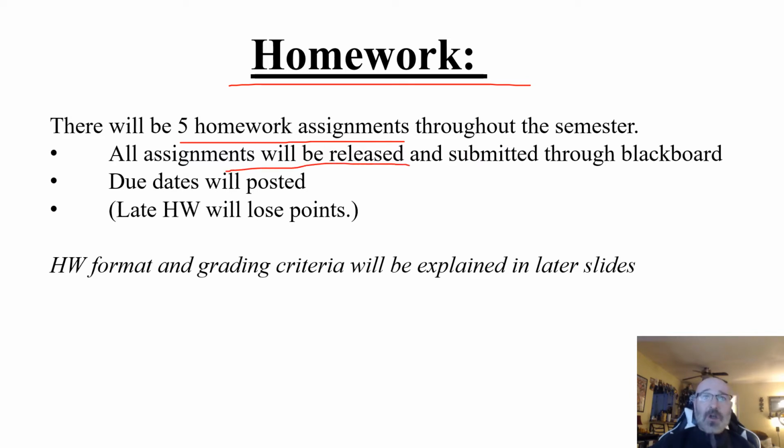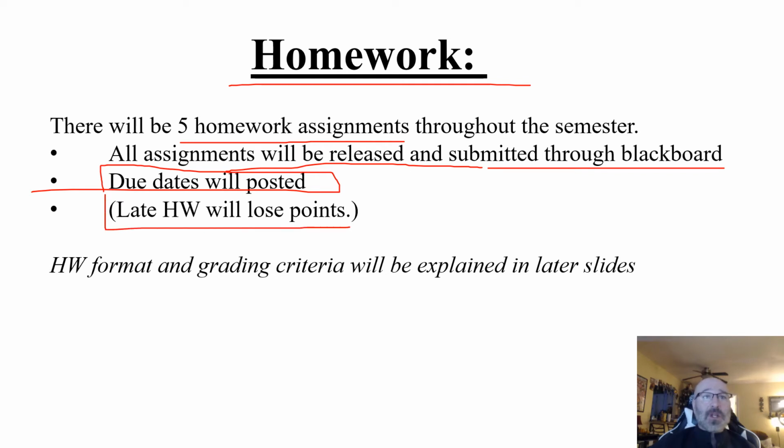I will be releasing all of these and you'll be submitting them all through Blackboard with the release dates. Everything will be posted, reminders as well. The due dates will be posted very clearly. You can take a look at the schedule. There are already tentative dates posted there, and the release dates will be through Blackboard as well.